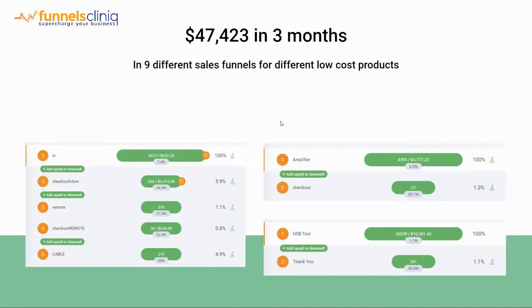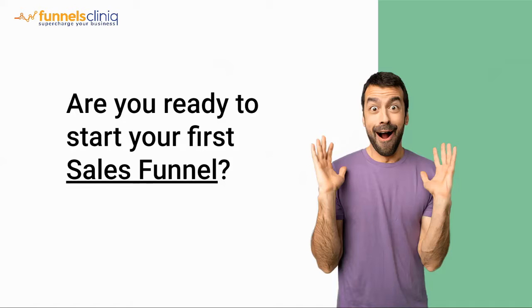And here, this customer is building for themselves, but again, setting up for others too. They're selling different small products online, and they're making quite a lot of money, almost 50k in 3 months, selling through different funnels, small checkouts and small product funnels, but working amazingly. So these are the sales funnels.